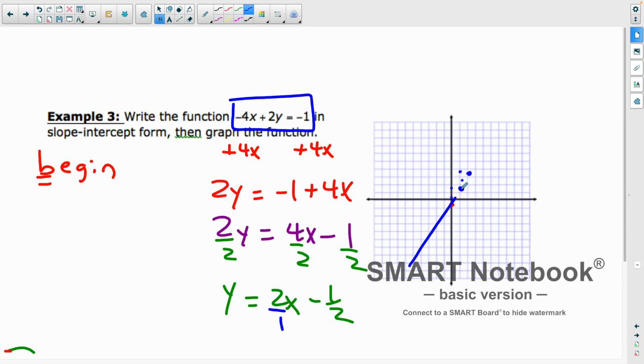And then there is that line right there. So my b value tells me where to begin, and my m value, my slope, tells me how to move on my graph. Where to begin, then how to move. So that's kind of how I think through that as I go.